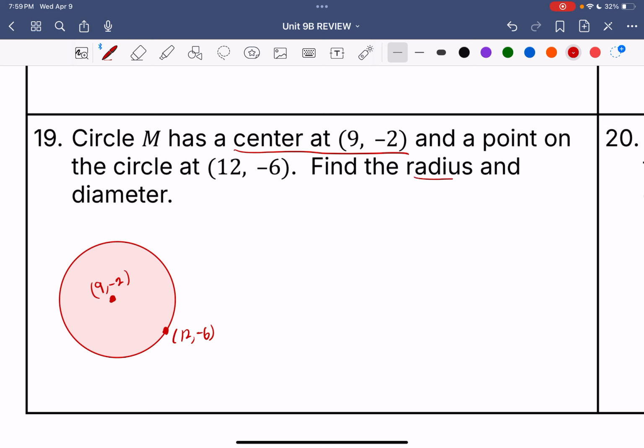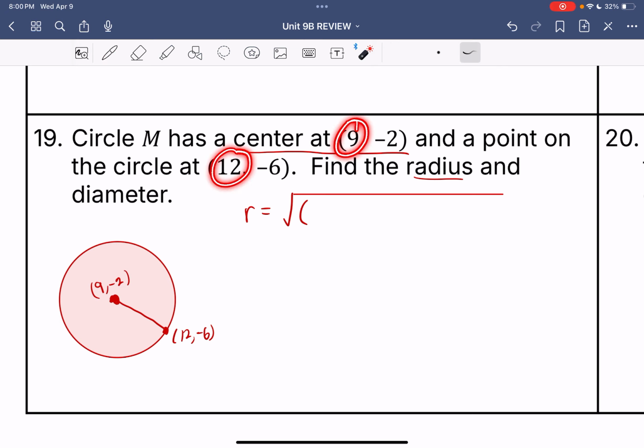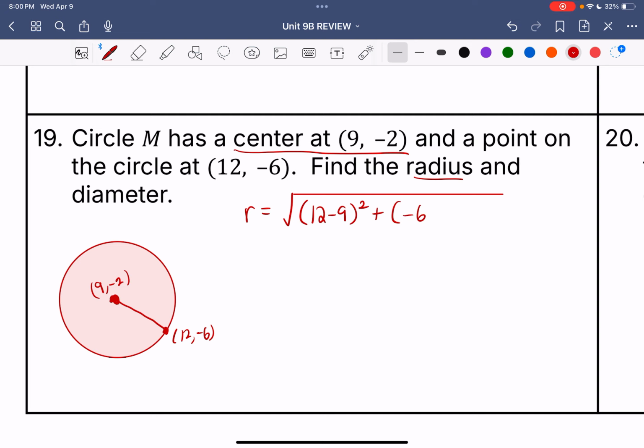So radius is going to be the easier one because that's the exact definition of what radius is, to go from center to edge. So let's find our distance formula between those two. So I'm going to label this as r. We first subtract the x's. So here are my x values. I'm going to do 12 minus 9 squared plus. Then we subtract our y values. So -6 minus -2. But instead of doing double negative, I'm going to rewrite that as a plus.